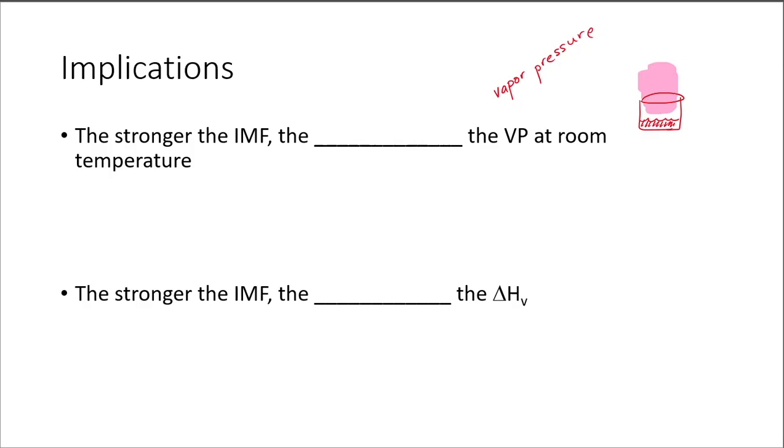The stronger the intermolecular force, the lower the vapor pressure at room temperature. It just wants to stay together. It doesn't want to go into the gas phase at all. So you're going to have a lower vapor pressure. And again, I'm going to skip this because it has more to do with what's coming up next. So I'm just going to leave that alone for right now.